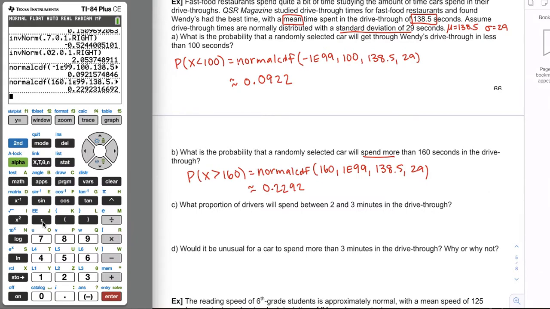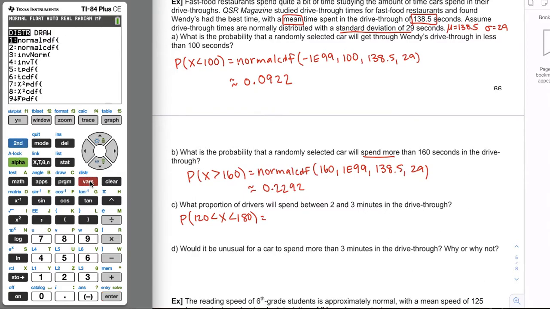What proportion of drivers will spend between 2 and 3 minutes in the drive-thru? So be careful here. They went ahead and changed the units. Every single other question was in seconds. Here we have minutes, so let's convert 2 minutes and 3 minutes to seconds. There's 60 seconds in a minute, so 2 minutes would be 120 seconds, and 3 minutes would be 180 seconds. So just make sure that you don't let that trick you. The units all of a sudden changed.